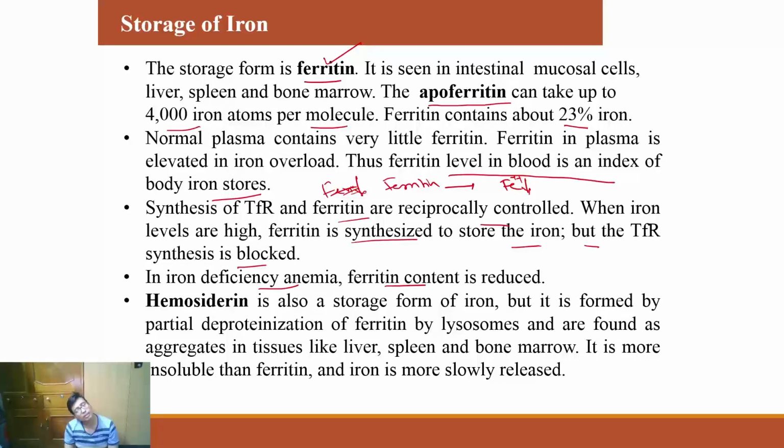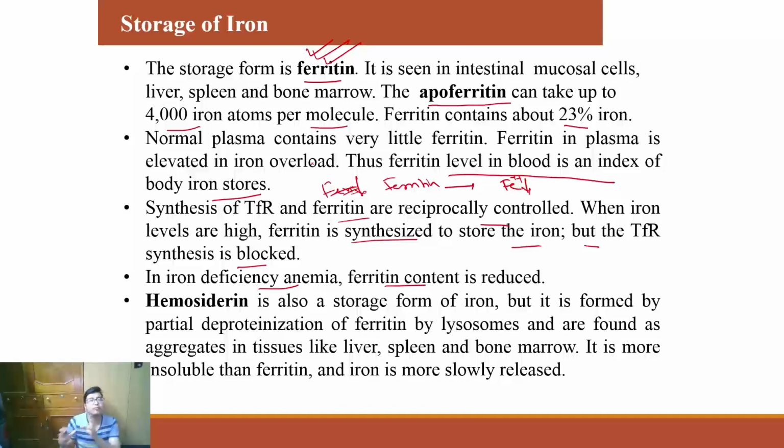Now one last thing I will tell you before I conclude this session, that is hemosiderin. Hemosiderin is also another storage form of iron. Now from ferritin, iron is very easily released because it is the available ready storage form of iron. Whenever we need iron, ferric is converted to ferrous and it is released. But in case of hemosiderin, iron is released very slowly. What is hemosiderin? It is actually a deproteinated form of ferritin.